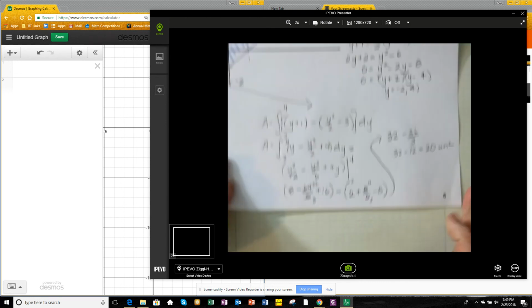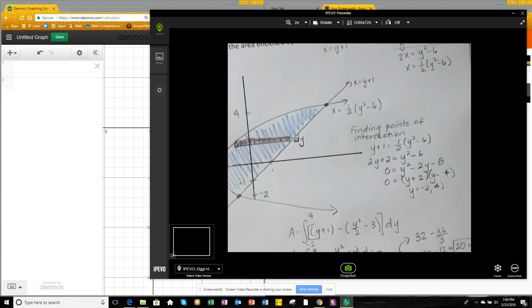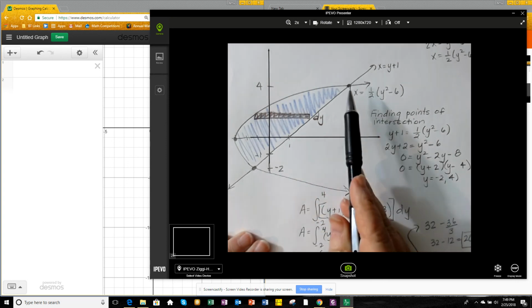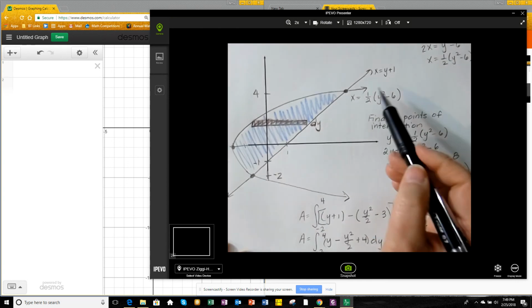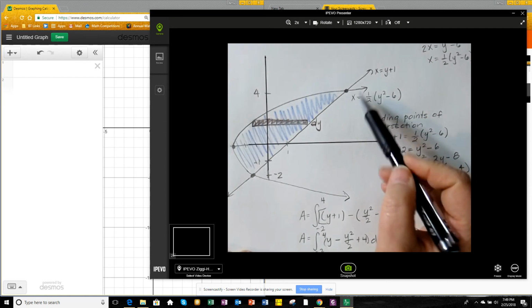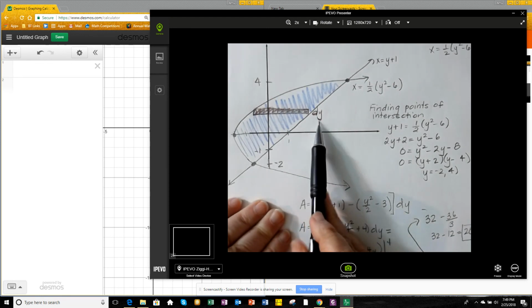All right. So that one was a tough one because not only was the integration with respect to y, we had to find the points of intersection, and we had to go through and make our equations set up as x equals and x equals so that we would have an integral full of y's so that we could integrate with respect to y.